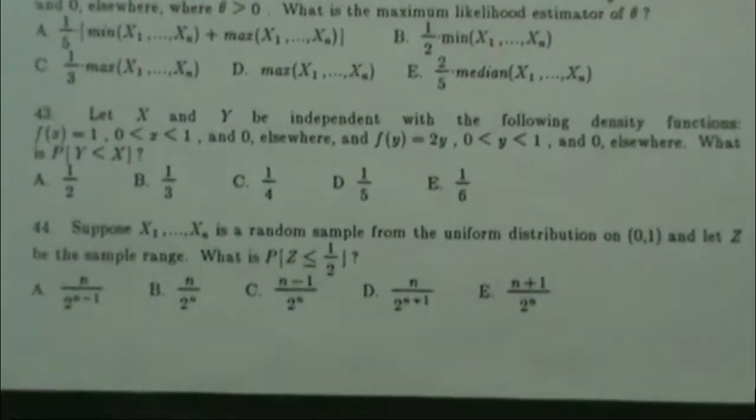Number 43, let X and Y be independent with the following density functions: f of x equals 1 between 0 and 1 and 0 elsewhere, and f of y equals 2y, where y is between 0 and 1 and 0 elsewhere. What is the probability that Y is less than X?